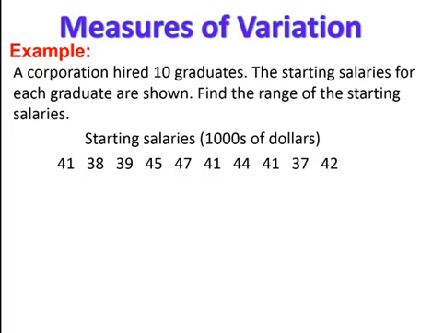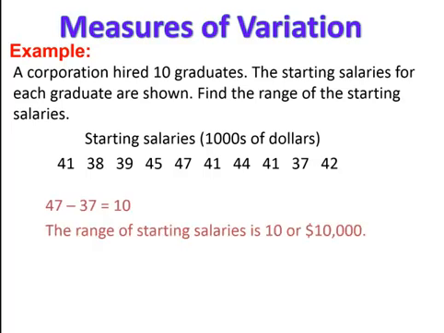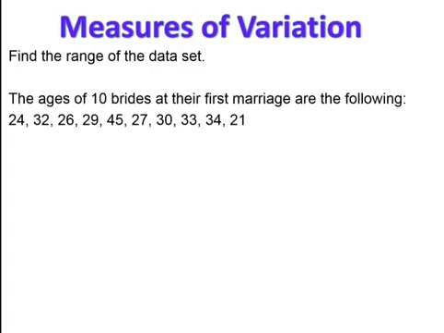In order to find the range, you're going to have to use the max value and subtract the min value from it. So our max value here is 47, the min is 37, and when you do the subtraction, you see you get 10. And because they're talking about thousands of dollars, we end up with 10,000 as the range. Pause and try. So in this case, you should have gotten the range is 24.